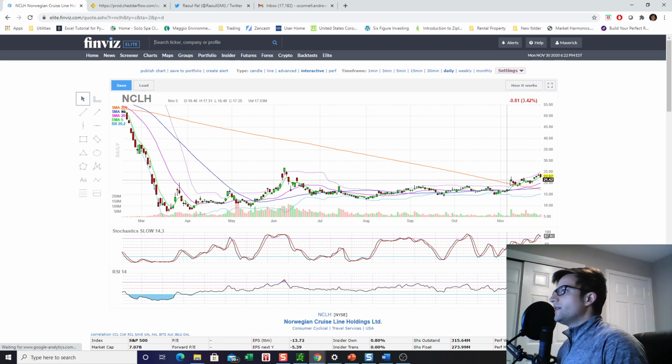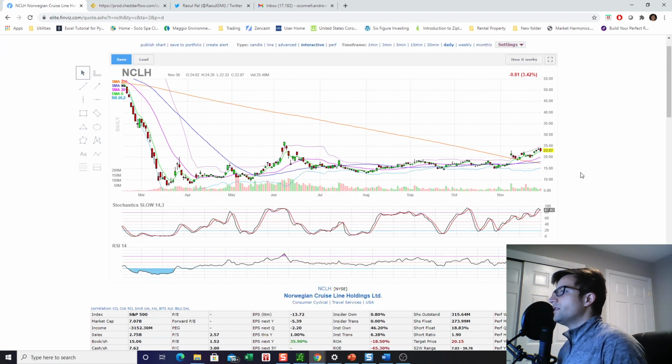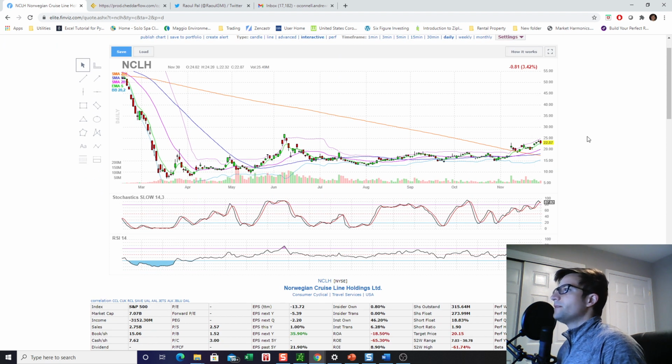Let's see. This candle still closed above the 5-day EMA, but didn't even close on the lows. So we'll have to see what happens with these cruisers, but figured let me just take some profits off.